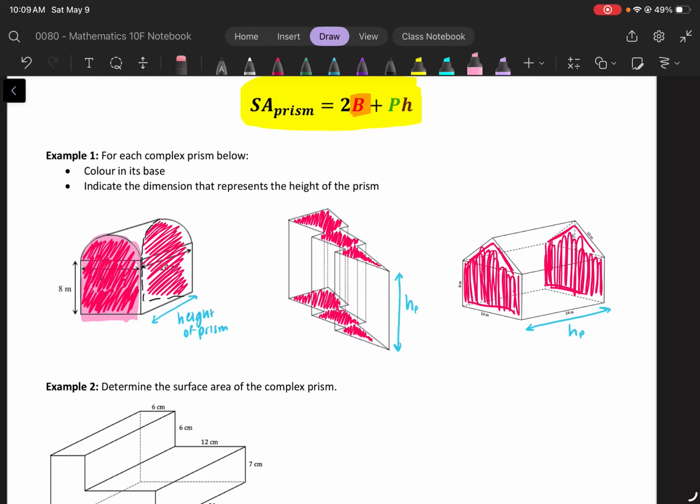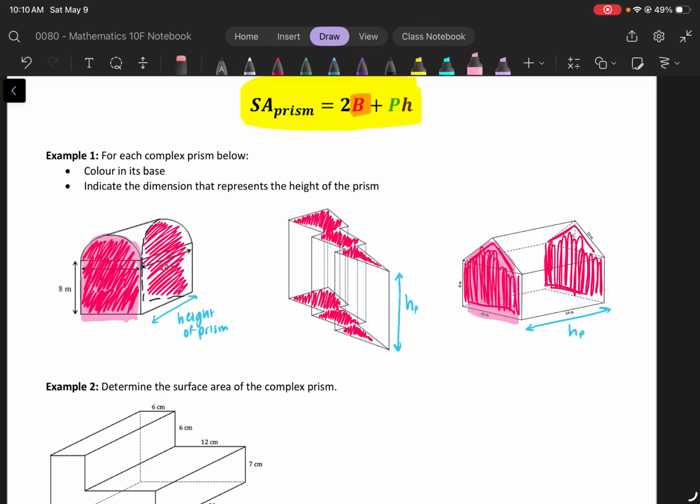So for this first treasure chest looking guy, the area of the base is going to be the area of the rectangle plus the area of a half circle. For my house looking guy over here, this last third shape, my area of the base is going to be the area of that rectangle plus the area of the triangle on top.